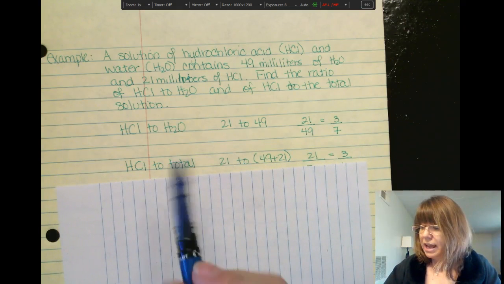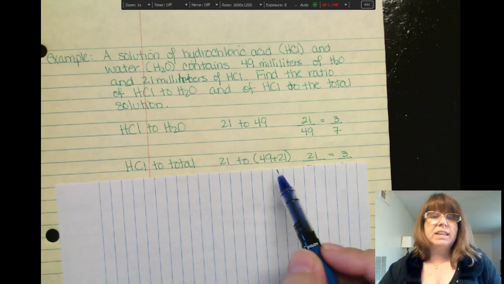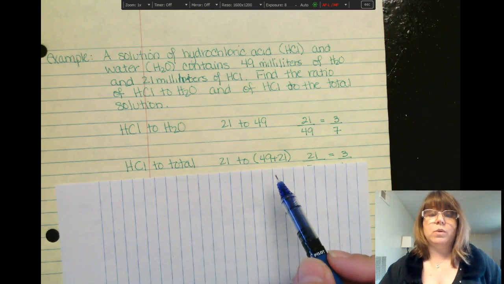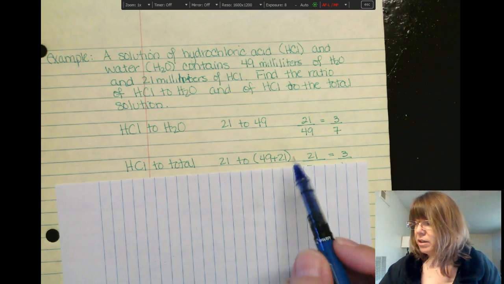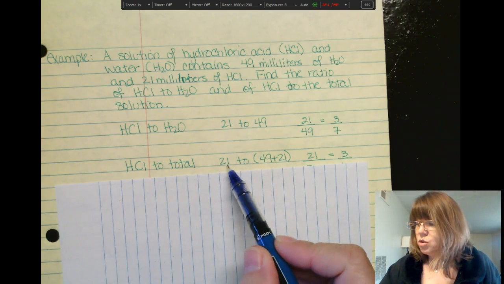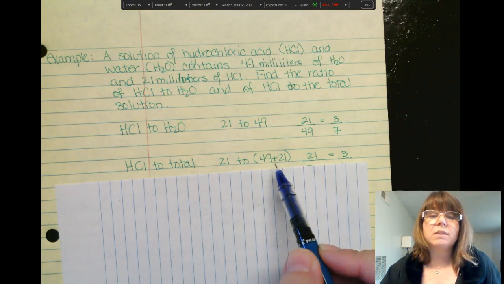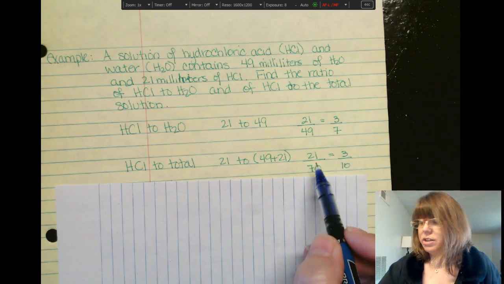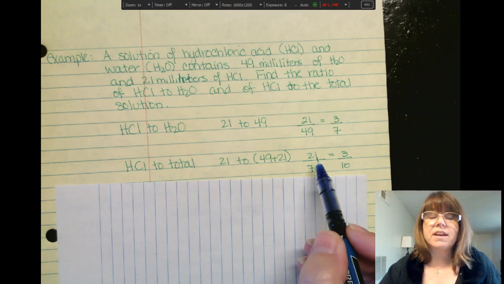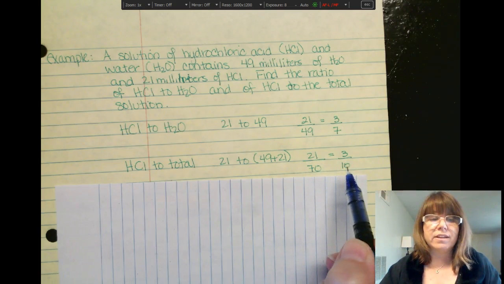Now the hydrochloric acid to the total amount of the solution. We're not given the total amount of solution, but we do know it's going to be the water plus the hydrochloric acid. So hydrochloric acid is 21 milliliters, and the total amount of solution is going to be 49 plus the 21, giving us 70. So the ratio of 21 to 70, or 21 over 70, will reduce to 3 over 10.